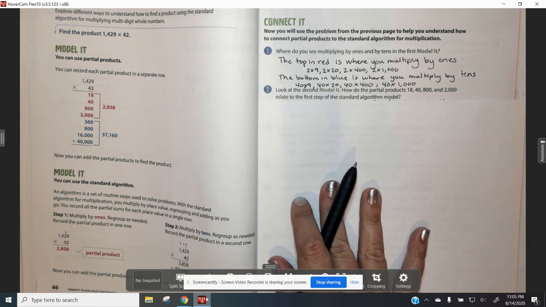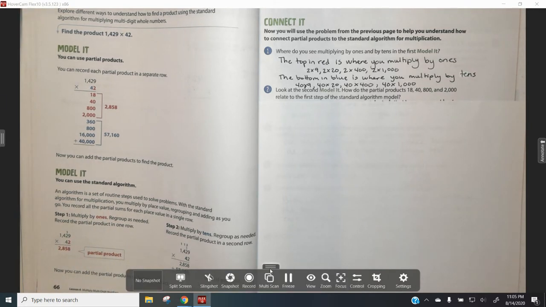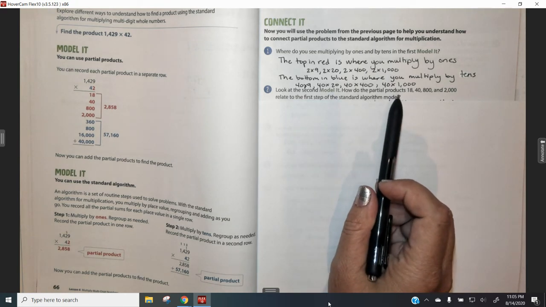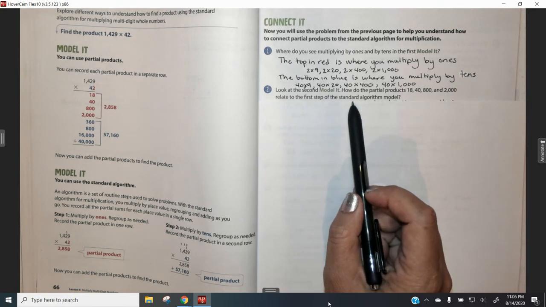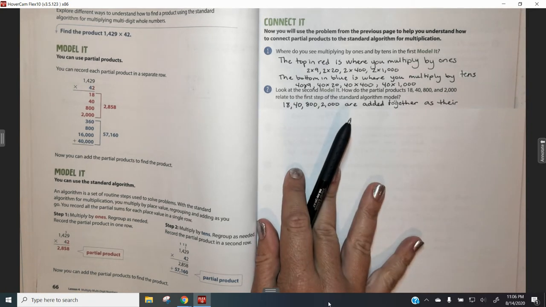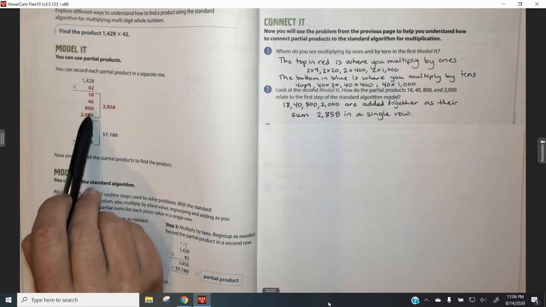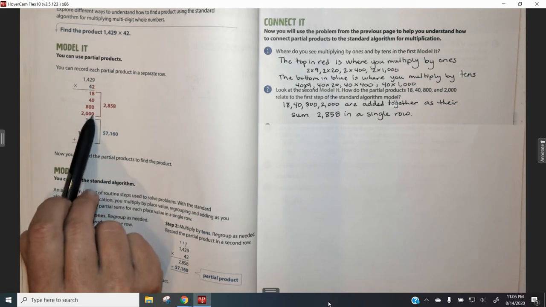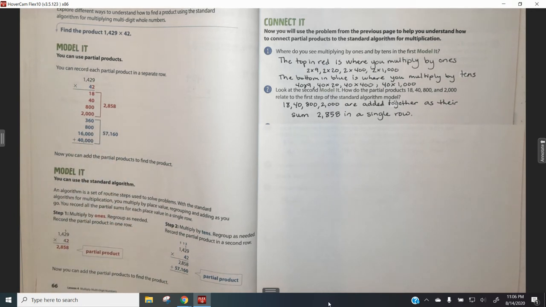But now if we look at the second modelet down below, there we go. If you look at the second modelet down below, how do the partial products 18, 40, 800, and 2,000 relate to the first step of the standard algorithm model? So if you look at the 18, 40, 800, and 2,000, if you take all of these and add them together, you get 2,858. Where else do we see that number? Interesting.